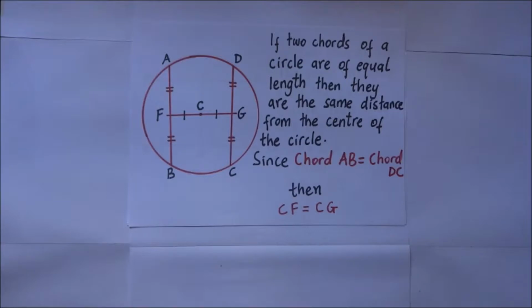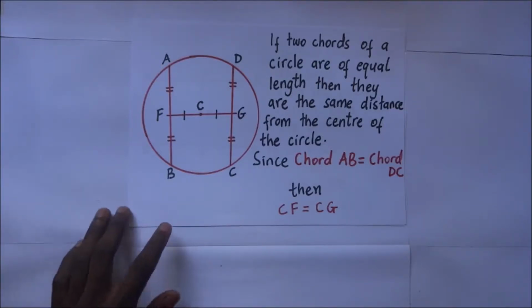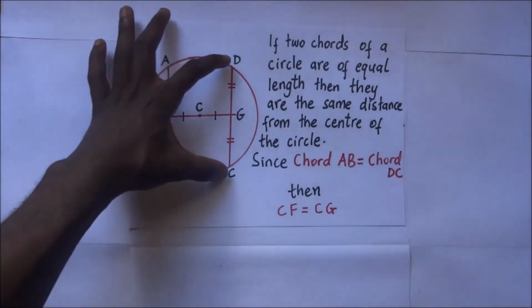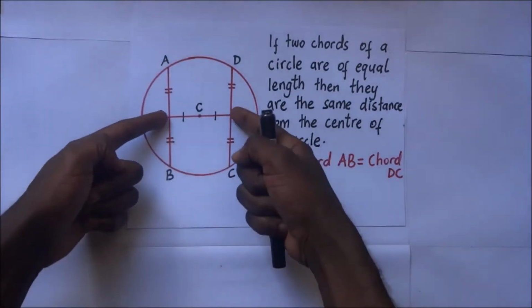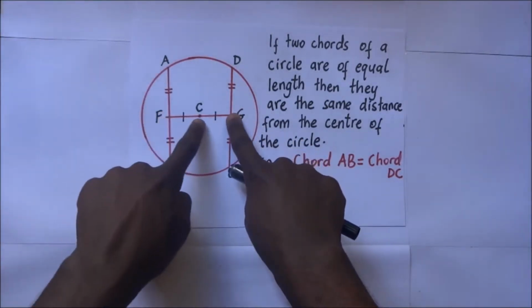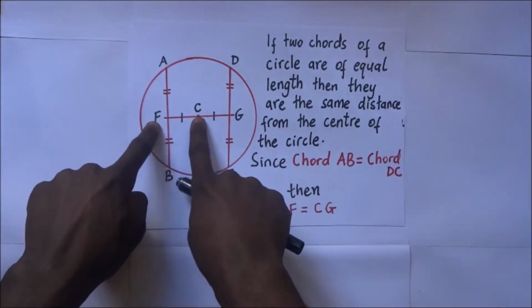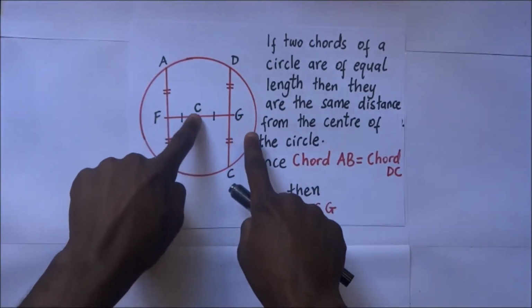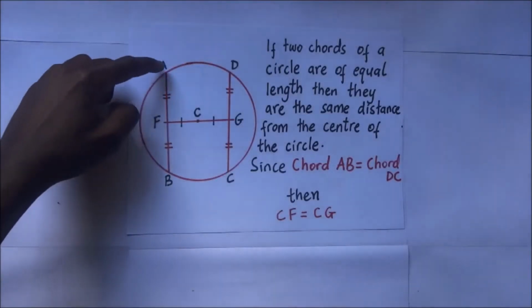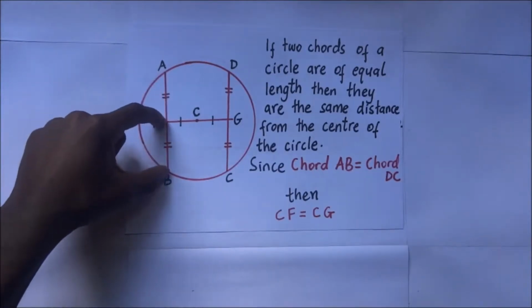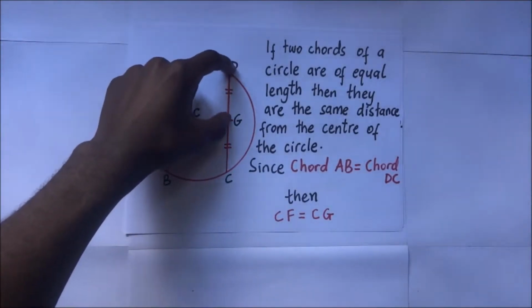The next property says, if two chords of a circle are of equal length, then they are the same distance from the center of the circle. In our illustration, we have chord AB and chord DC. If these two chords are of the same length, they will have the same distance from the center. So the distance FC is the same as the distance from C to G. It also follows that the distance from A to F is the same as the distance from F to B, and also the distance from D to G is the same as the distance from G to C.